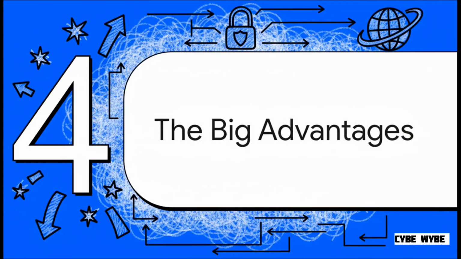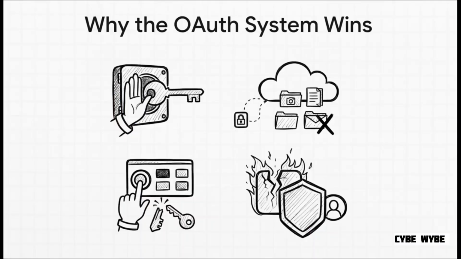So after all that, what are the big takeaways? Why do we go through this seemingly complicated process? Well, it's because it builds a fundamentally more secure and private web for every single one of us. The benefits here are just huge. First and foremost, your master password is never ever shared with that third-party app, period. You also get to grant super specific, granular permissions. Not just access my whole account, but something as small as read-only access to my contacts. You are always in control.